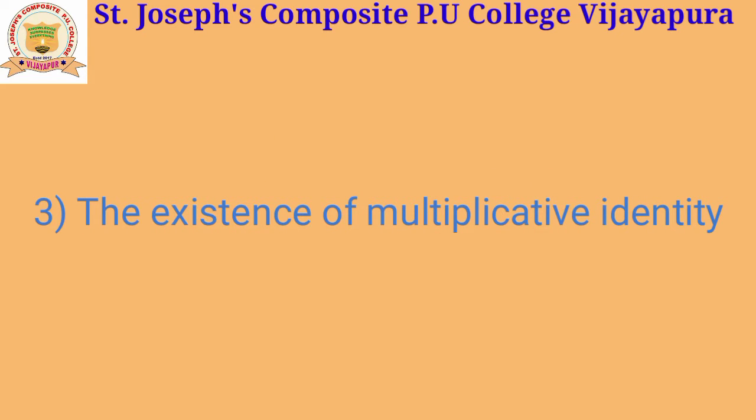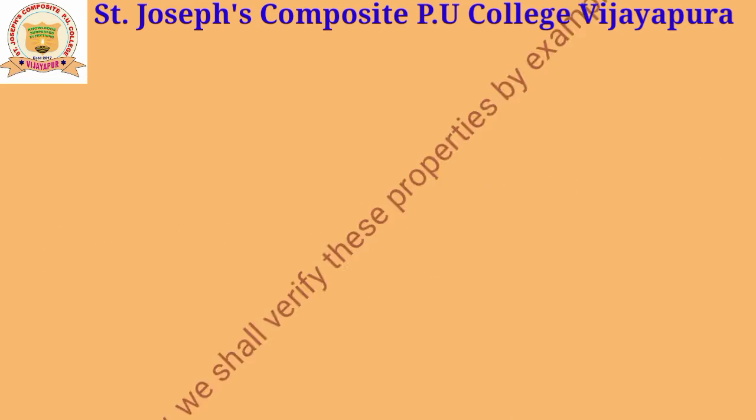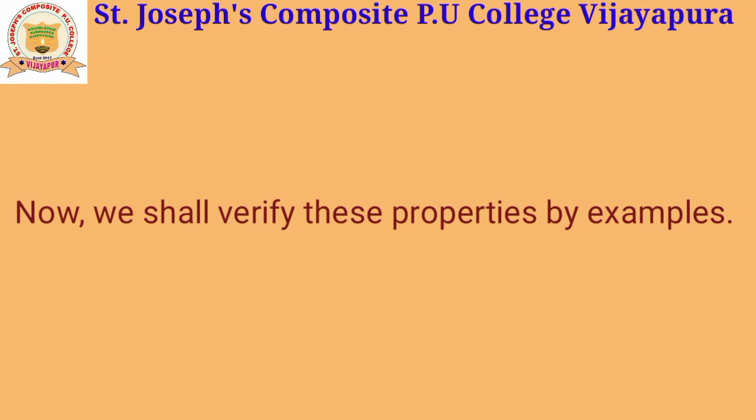The next property, that is the last, third property, is the existence of multiplicative identity. For every square matrix A, there exists an identity matrix I of the same order such that IA is equal to AI is equal to A. Now, we shall verify these properties by examples.